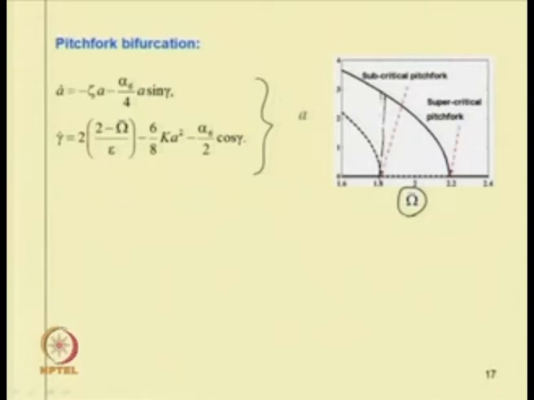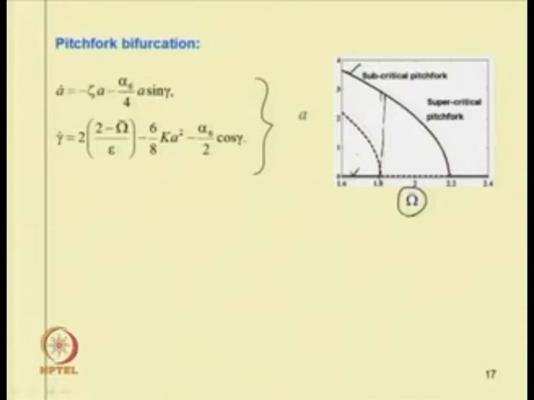because in this range it has two solutions. So, this is a bistable region. In this bistable region, the response may be either trivial or non-trivial depending on the initial conditions. So, in this range one has to plot the basin of attraction to know for what initial condition which response of the system will exist.